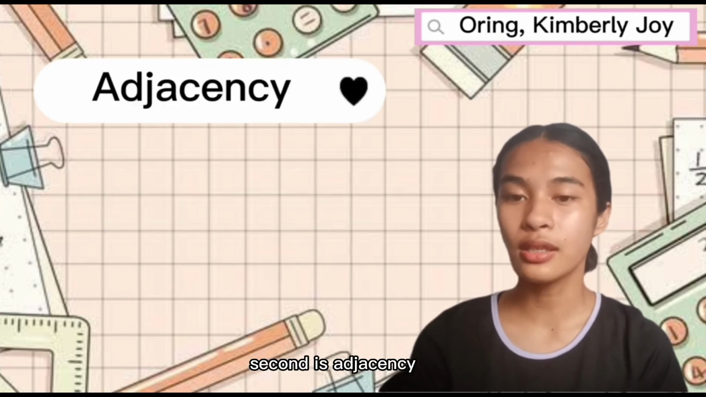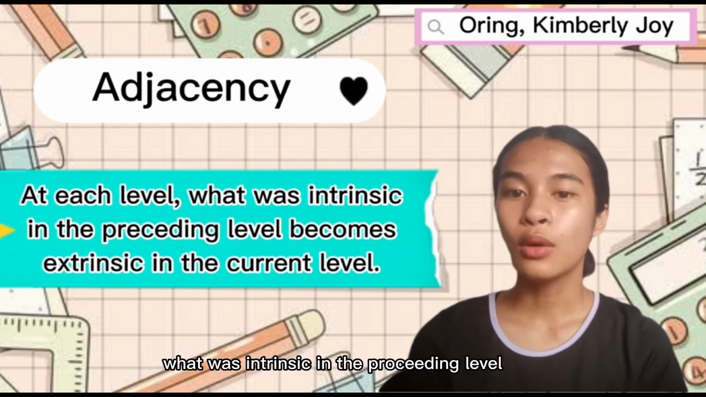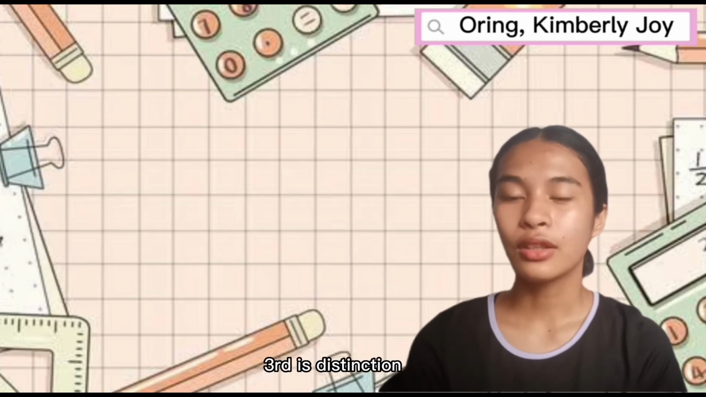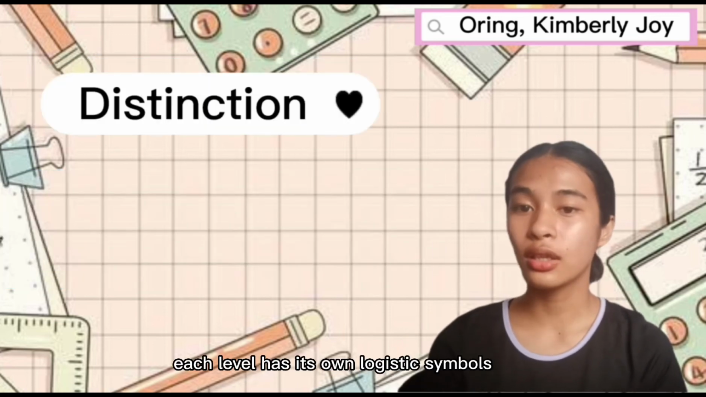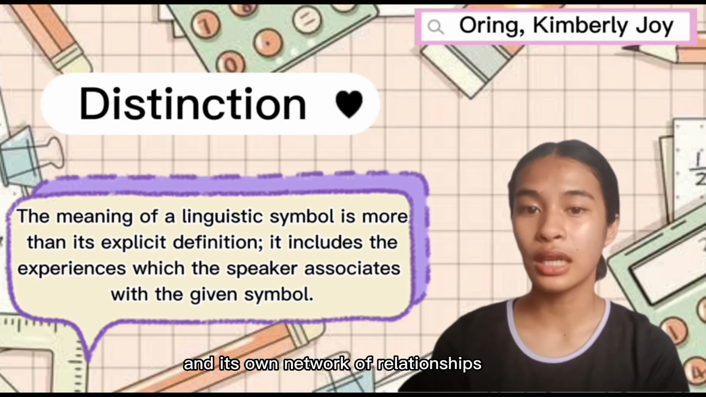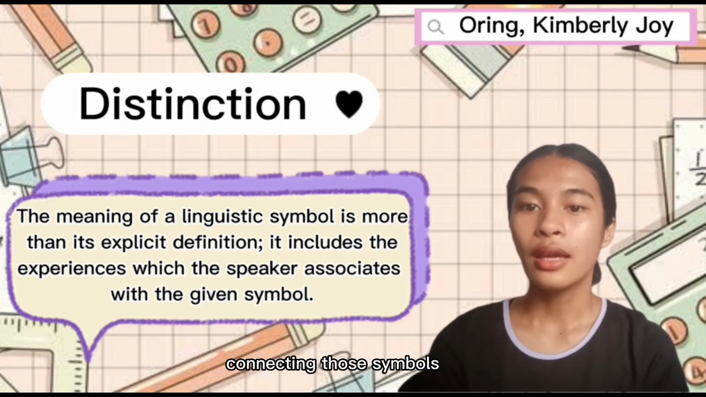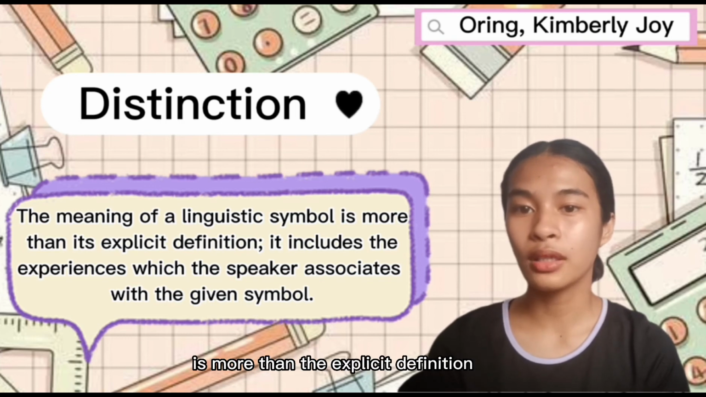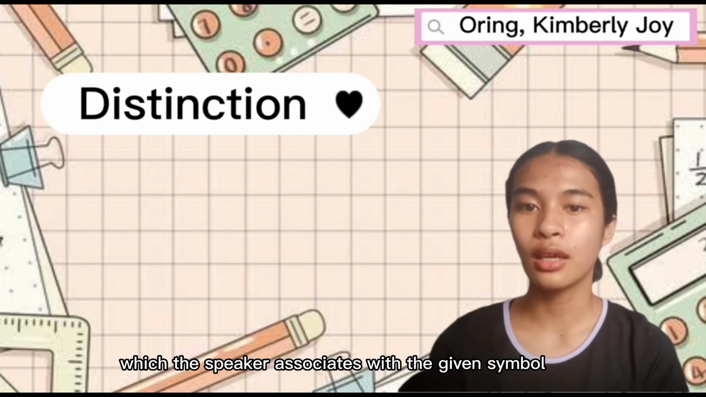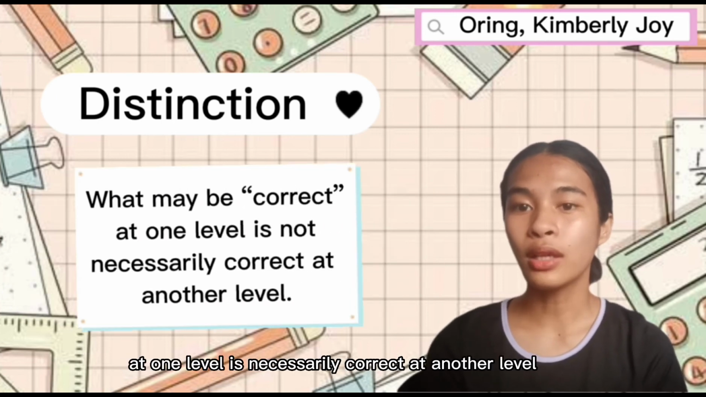Second is adjacency. At each level, what was intrinsic in the preceding level becomes extrinsic in the current level. Third is distinction. Each level has its own linguistic symbols and its own network of relationships connecting those symbols. The meaning of a linguistic symbol is more than the explicit definition. It includes the experience which the speaker associates with the given symbol. What may be correct at one level is not necessarily correct at another level.